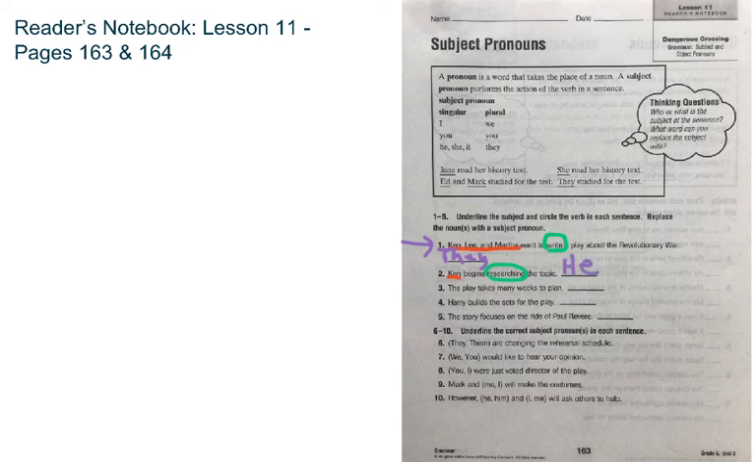That's how you're going to finish 3 through 5. In number 6 through 10, you're just choosing the correct subject pronoun. It says underline the correct subject pronoun in each sentence. Number 6 reads, they are changing the rehearsal schedule, or them are changing the rehearsal schedule. And we know that the correct subject pronoun is they. They are changing the rehearsal schedule. And that's how you're going to complete 7, 8, 9, and 10. You can pause it here and finish this page and click play when you're ready to move on.